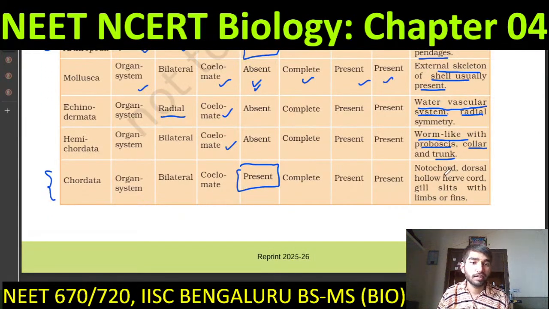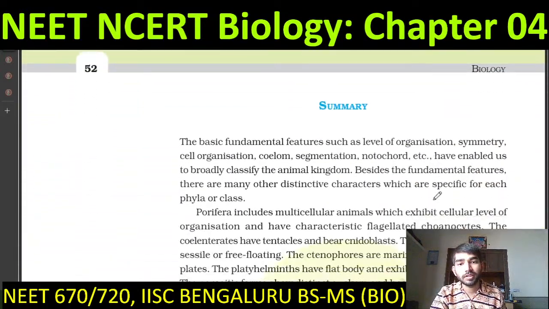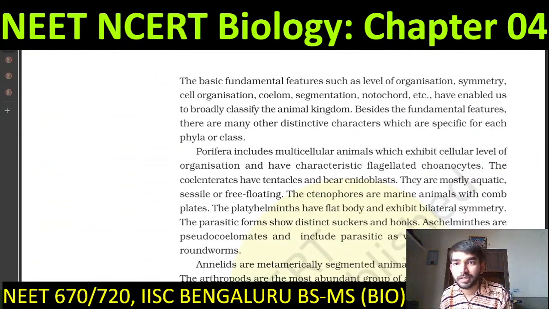Chordates have everything developed: notochord, dorsal hollow single nerve cord, and gill slits with limbs or fins. So that is all that we have to study for the animal kingdom.